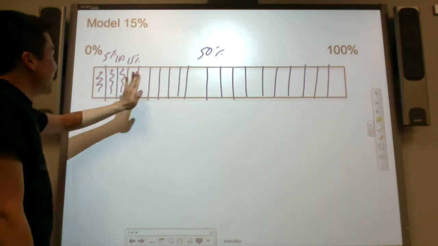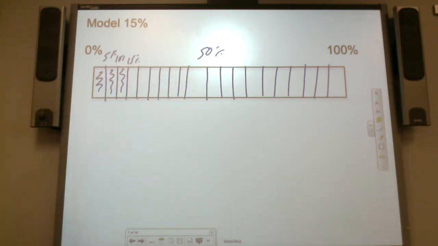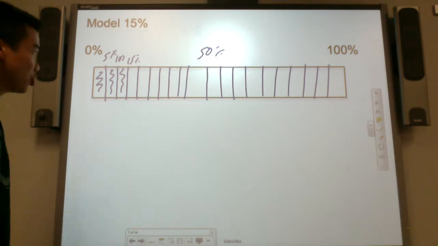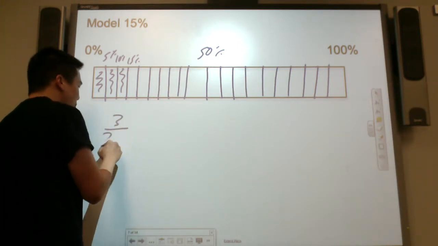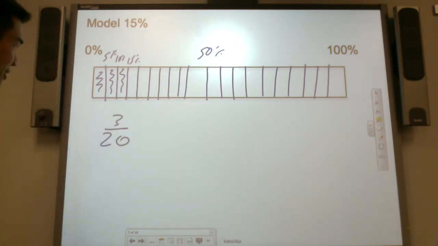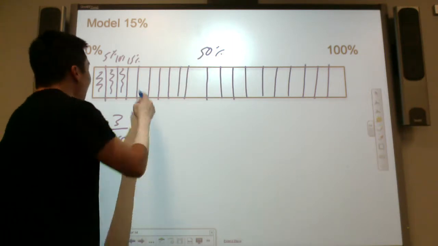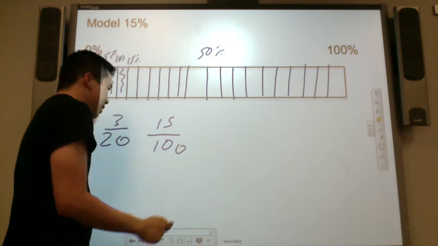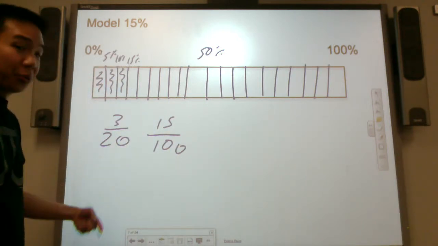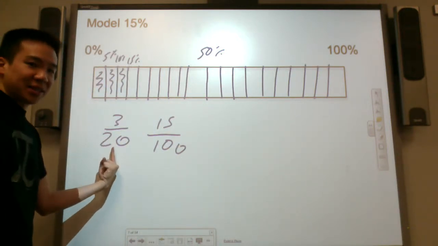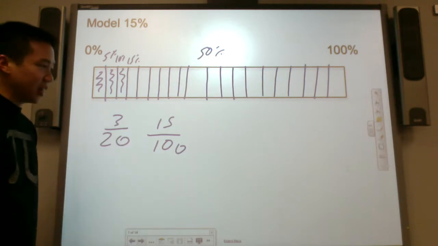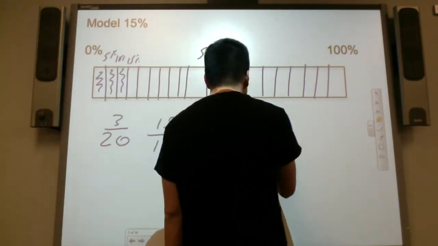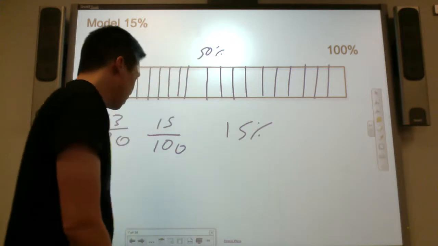As you can tell, it's less than 50%. But if I can ask you, what fraction of this bar did you shade in? I would say I shaded in 3 of the 20 sections. Or another way I can say, I shaded 15% out of 100%. Did you know this simplifies to 3/20? Did you know you can build this up into 15/100? And another way to say it is I shaded 15%.